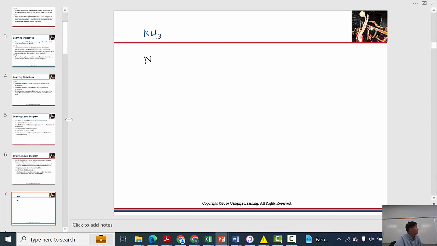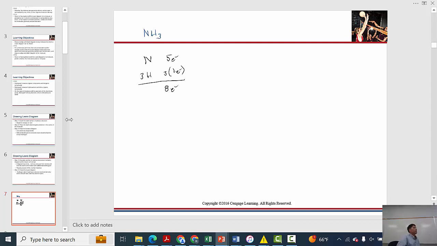How many valence electrons does nitrogen have? Well, you look at what group number it is. Group number 15 or group 5? If it's group 5, then it has 5 valence electrons. And then we have 3 hydrogens, and hydrogen will be how many valence electrons? 1. And so altogether, I'm going to sum this up. I'm going to get a total of 8 valence electrons.